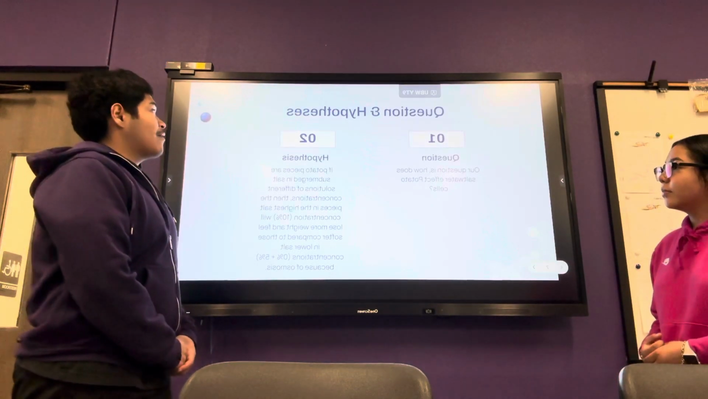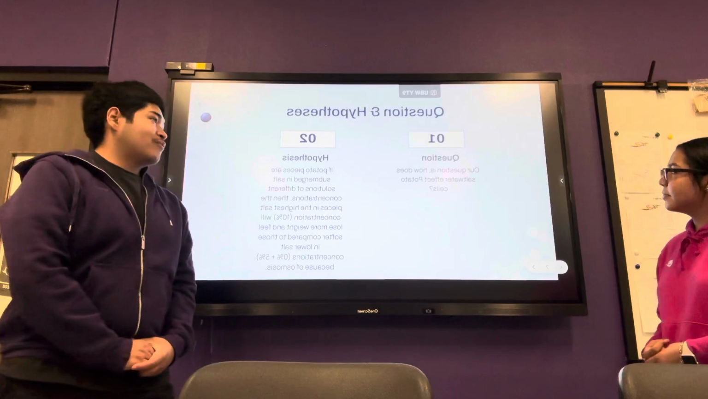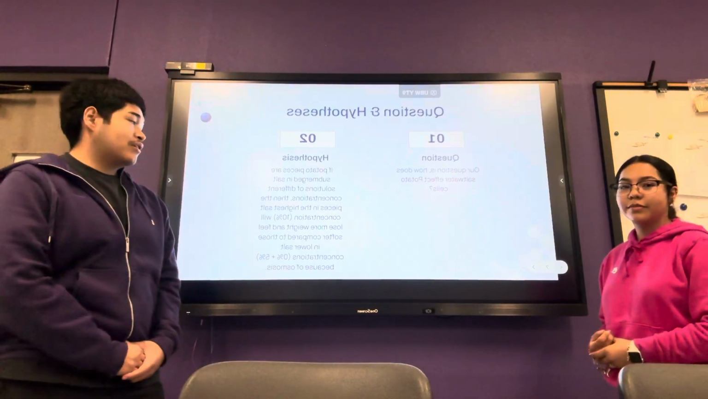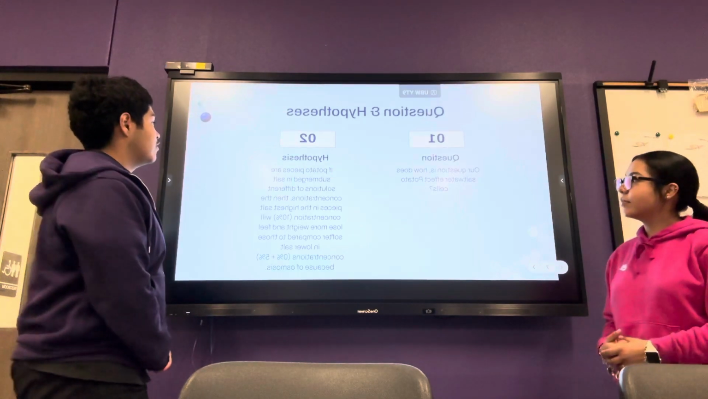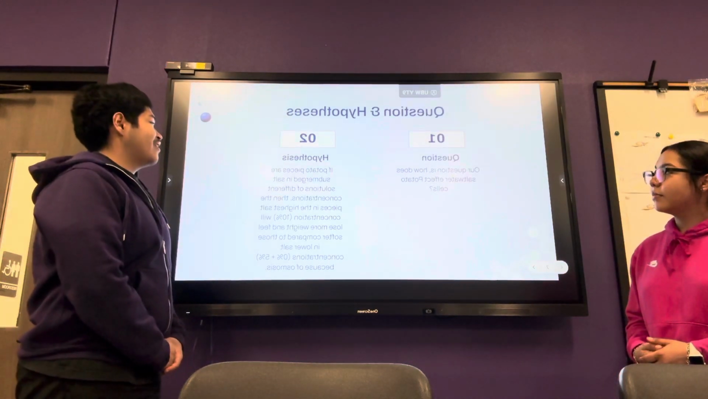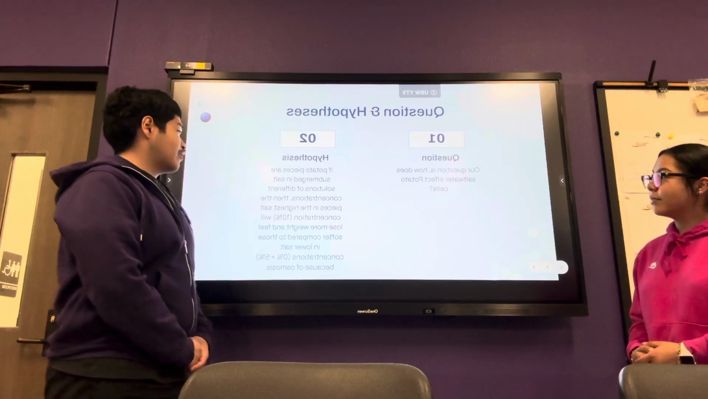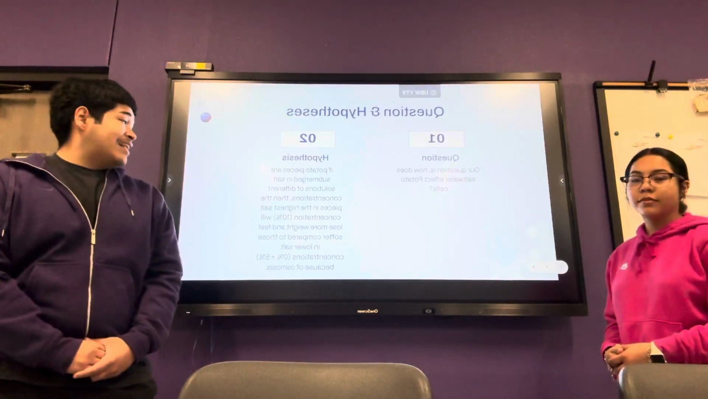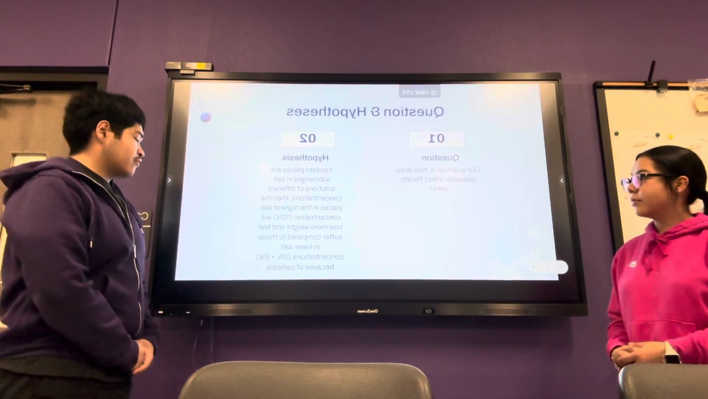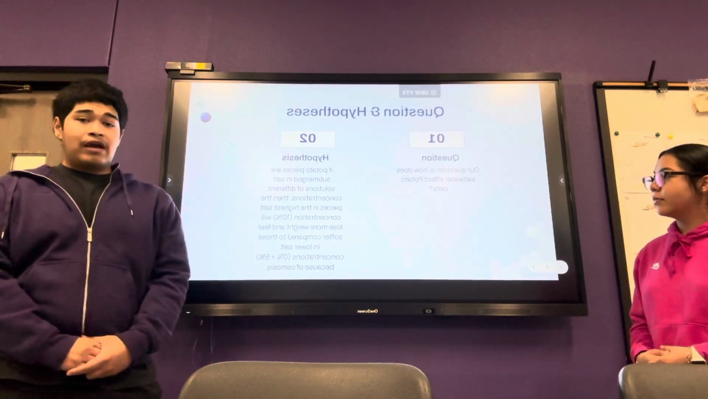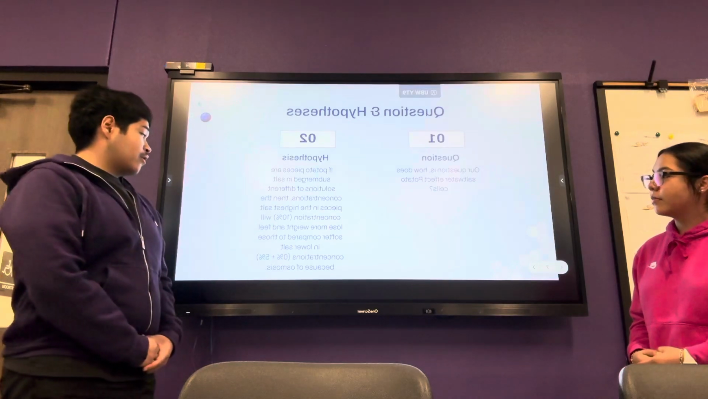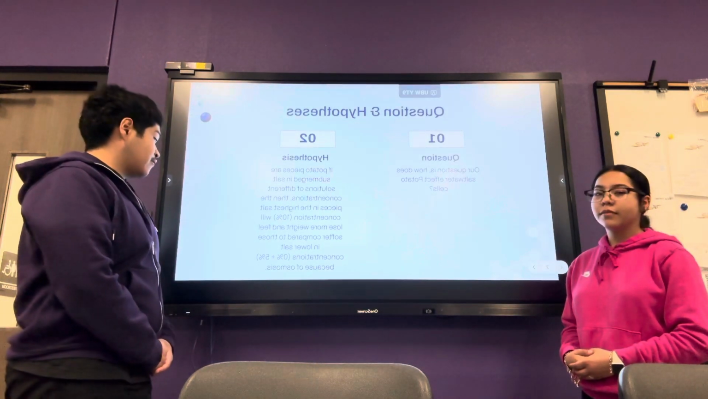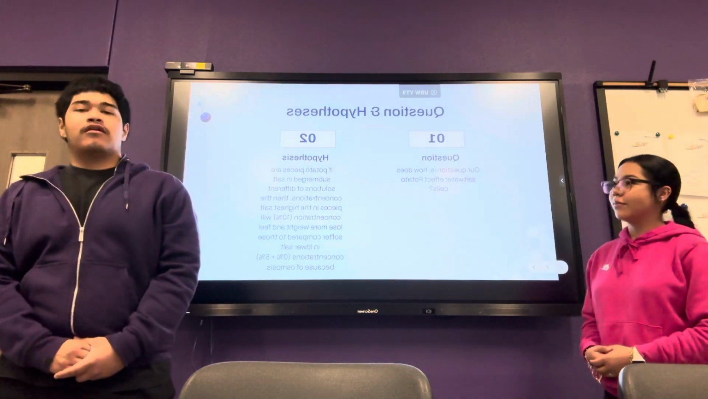Hypothesis. Question 1. Our question is, how does salt water affect potato cells? Question 2, or hypothesis: if potato pieces are submerged in salt solutions of different concentrations, then the pieces in the highest salt concentration, 10%, will lose more weight and feel softer compared to those in lower salt concentrations, 0% and 5%, because of osmosis.